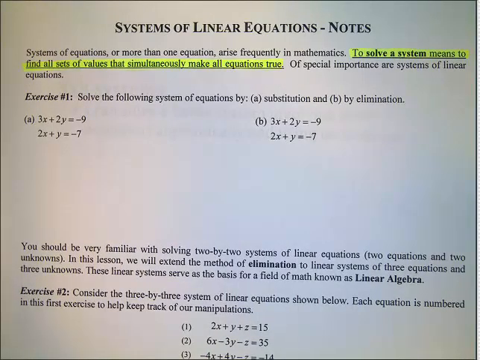The first way we're going to do it, part A, is by substitution, and we are literally going to substitute one equation into the other. So you want to look at both equations and see if there is a variable that is easily isolated. In the first equation, we have 3x and 2y. That means I'm going to have to either divide by 3 or divide by 2. Not so easy. But I notice in the second equation, I have 2x and then y. So it's very easy to get y alone. So that's what I'm going to do.